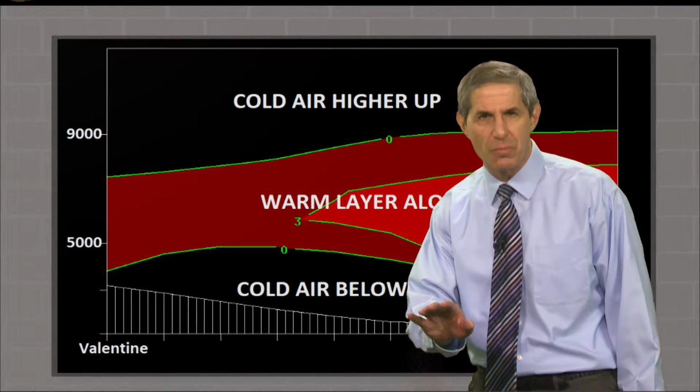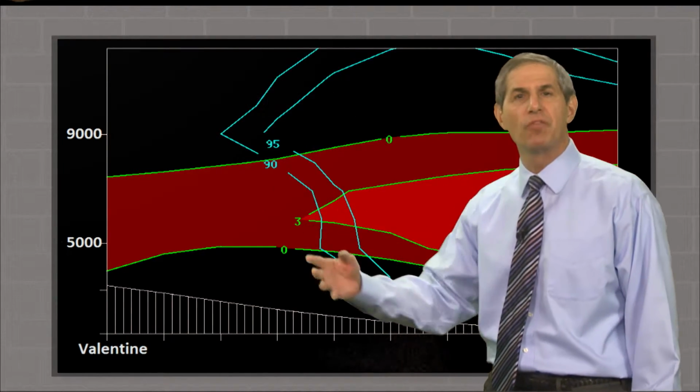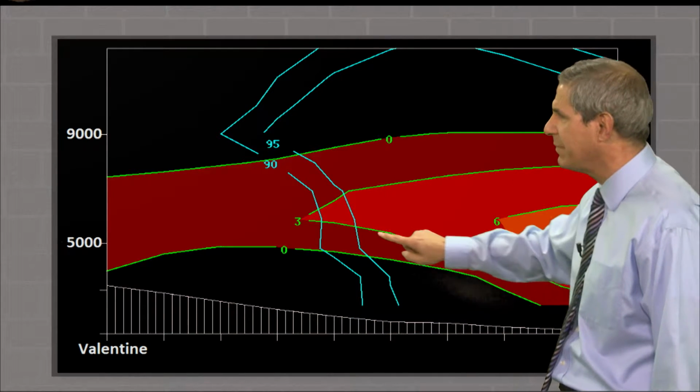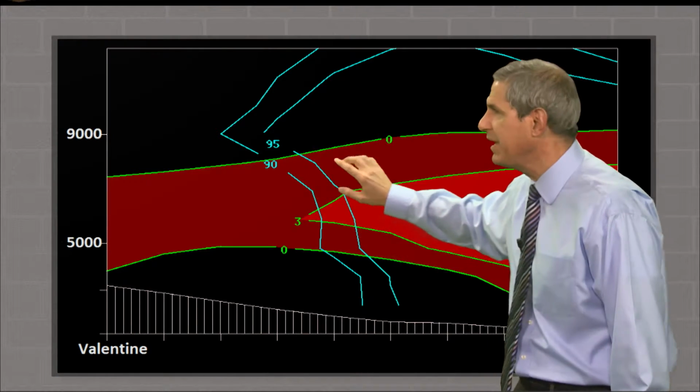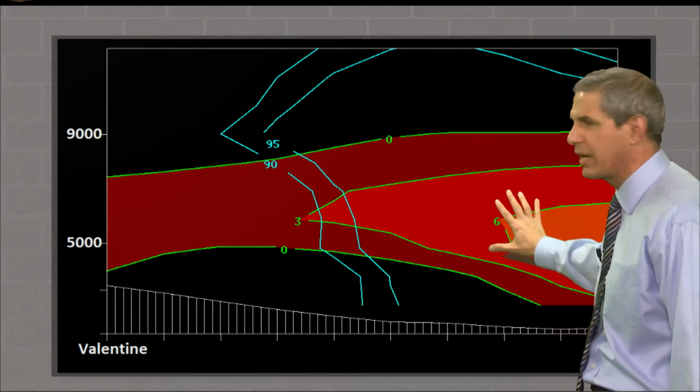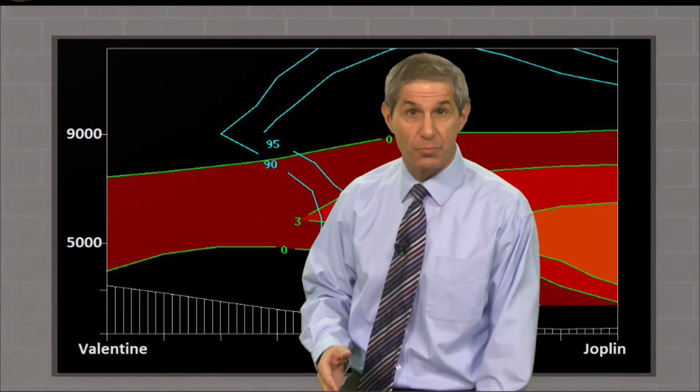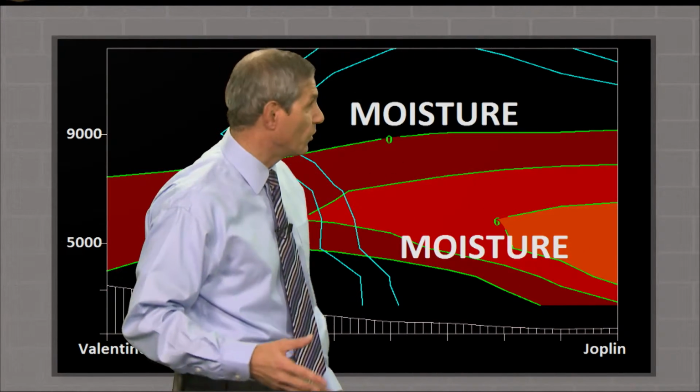Now you need moisture to make precipitation. Let me now overlay relative humidity at that time. Now these lines are relative humidity. That says 90 and 95. Anywhere inside these lines, the relative humidity was close to 100%. So the moisture was there.